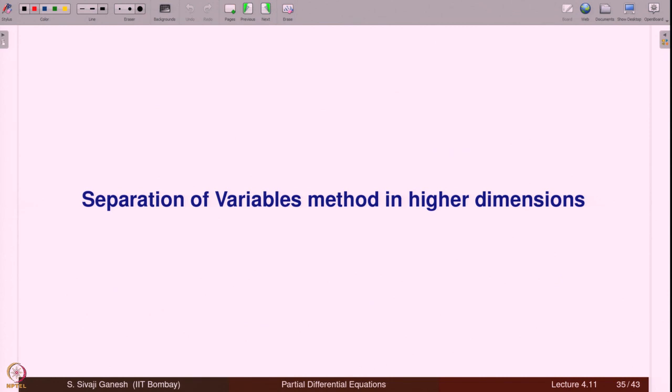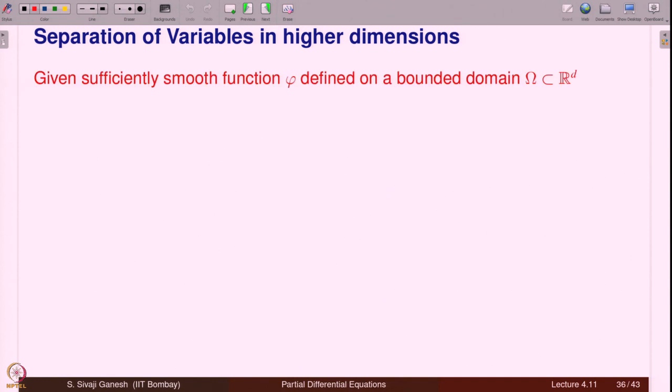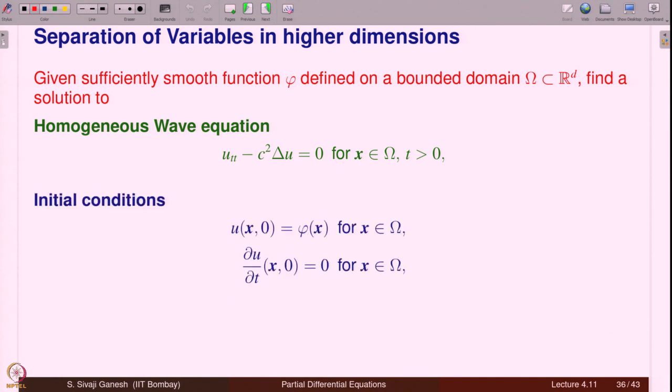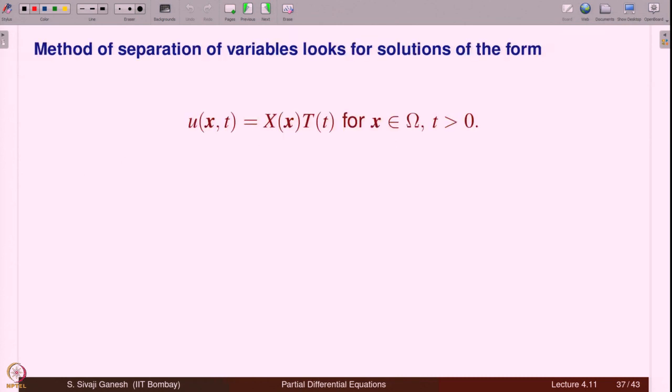Now, separation of variables method in higher dimensions, what are the new complications? So, the problem is the same as before: given a sufficiently smooth function defined on a bounded domain in R^d, find a solution to the homogeneous wave equation, with initial conditions where I have taken psi equal to 0 already, and Dirichlet boundary conditions. For x belongs to the boundary of omega, you prescribe u(x,t) to be 0, homogeneous boundary conditions. Perfect setting for the separation of variables method the way we are seeing it.